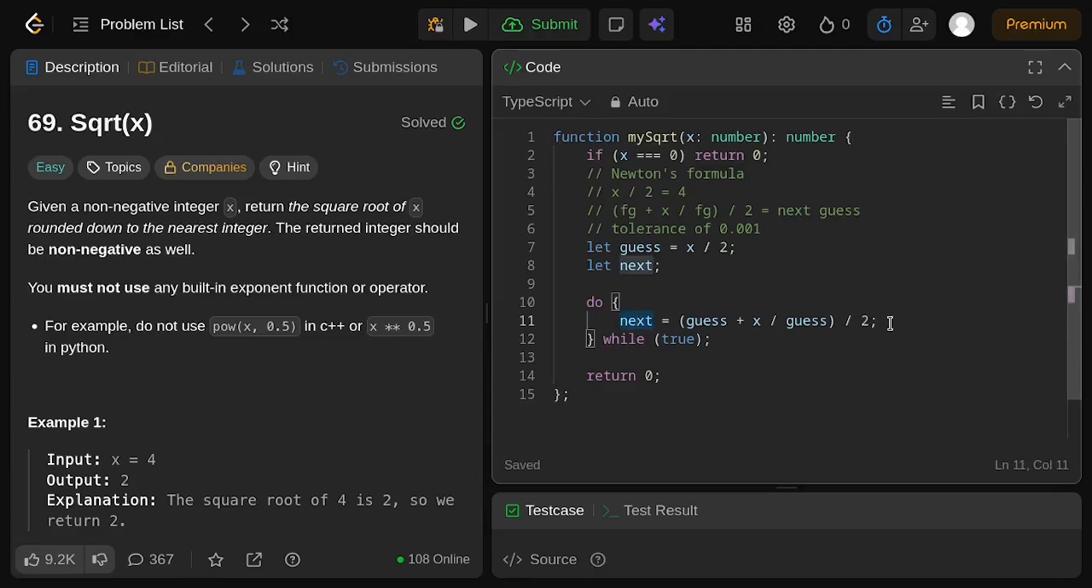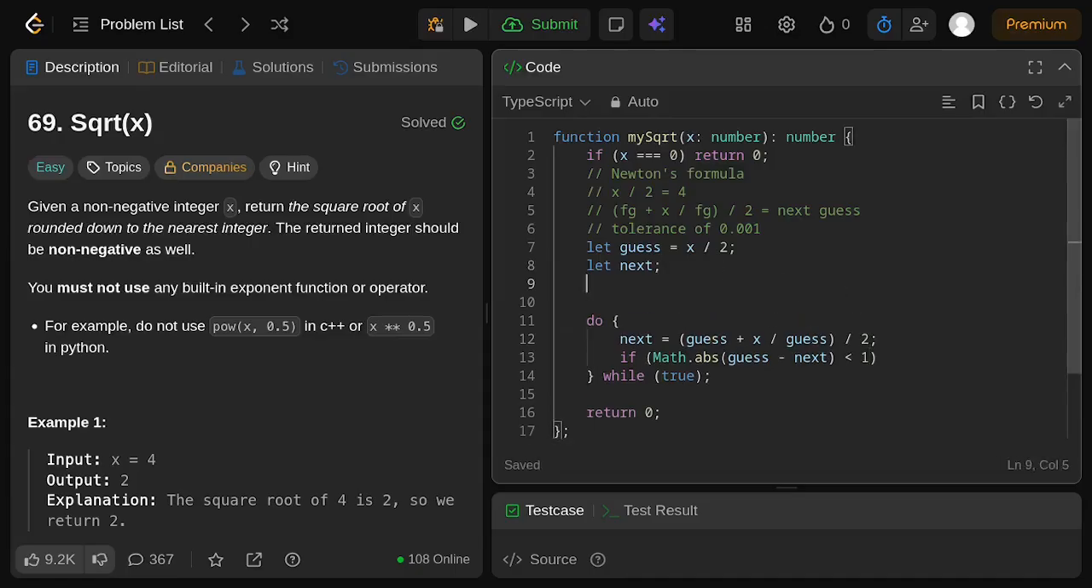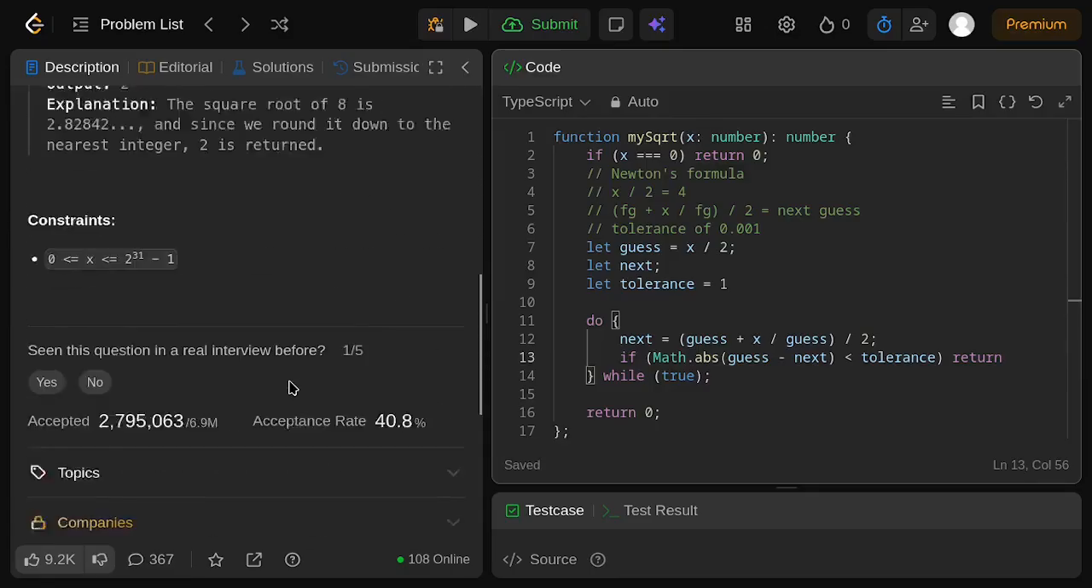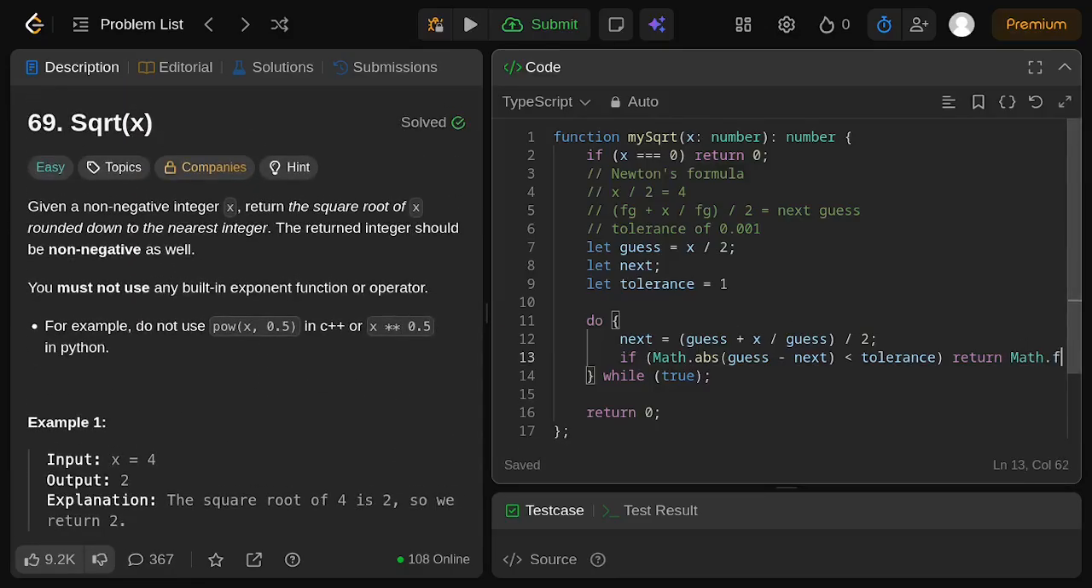And since we already have the next value in the next variable, we need to compare it using Math.abs to check if the difference between the guess and the next is lower than 1, using the tolerance of 1. Let me declare let tolerance equals 1, and then we can use the tolerance in this statement. If it is, then we return the answer rounded down. I'm using Math.floor to round down the next value. And if it is not, then we simply assign the guess the next value.